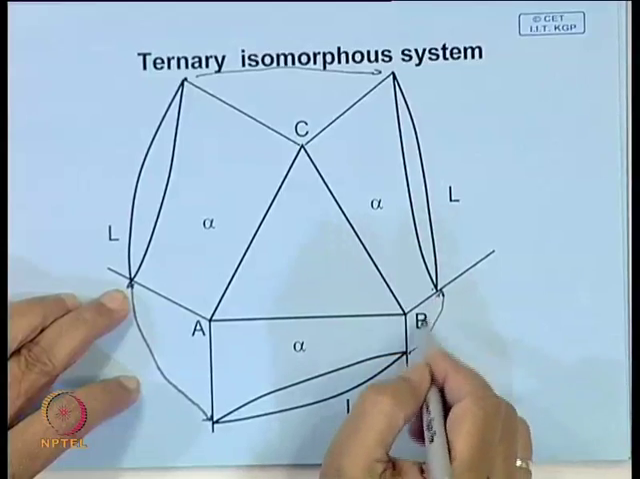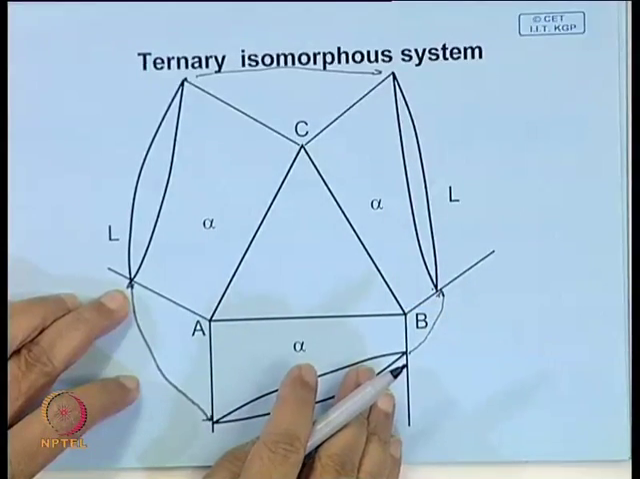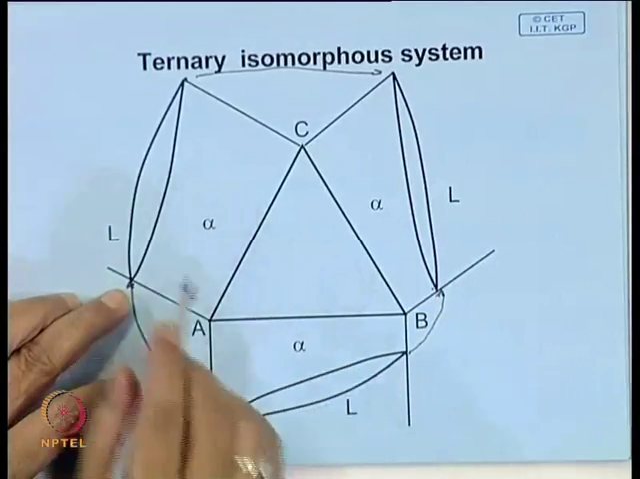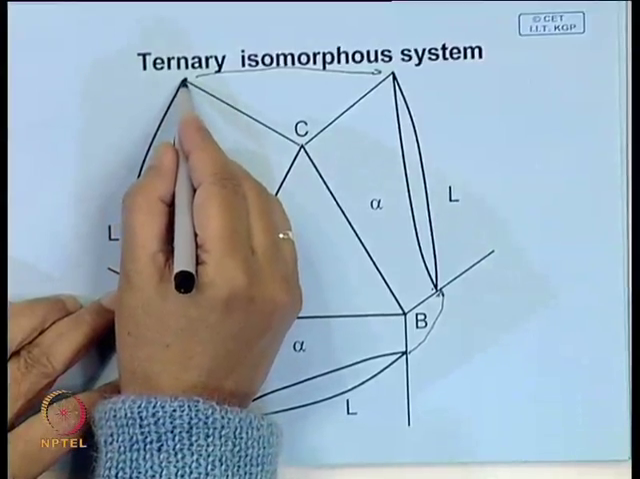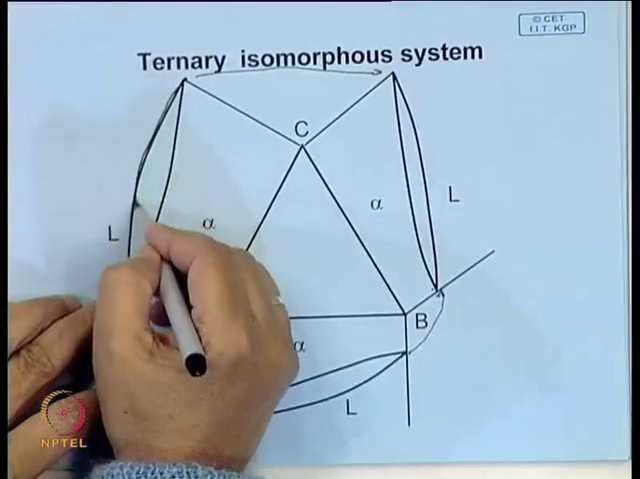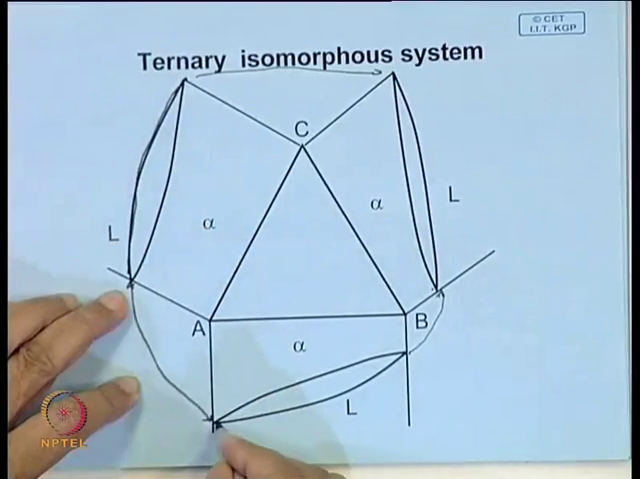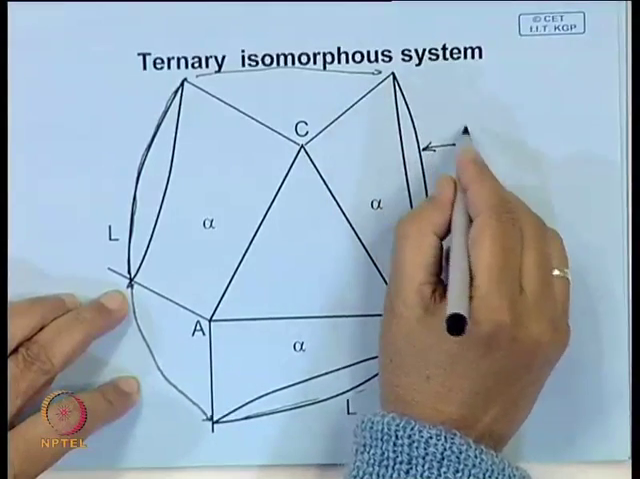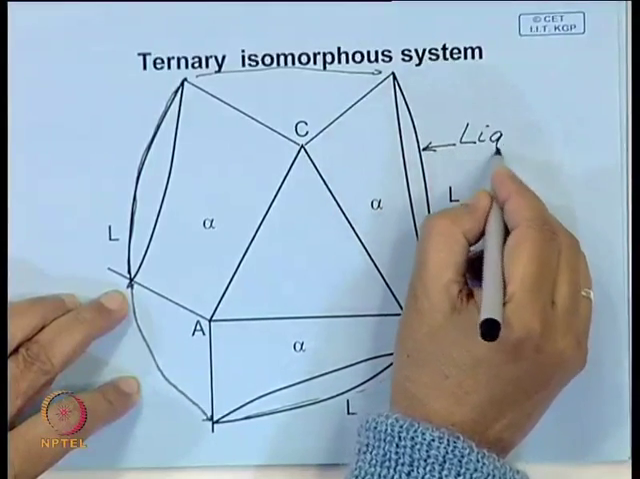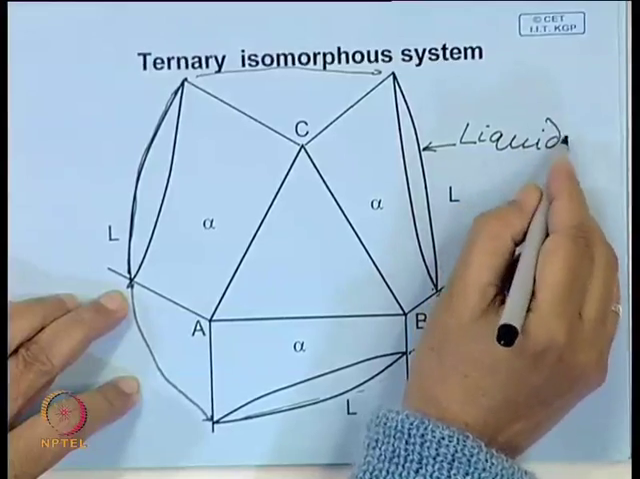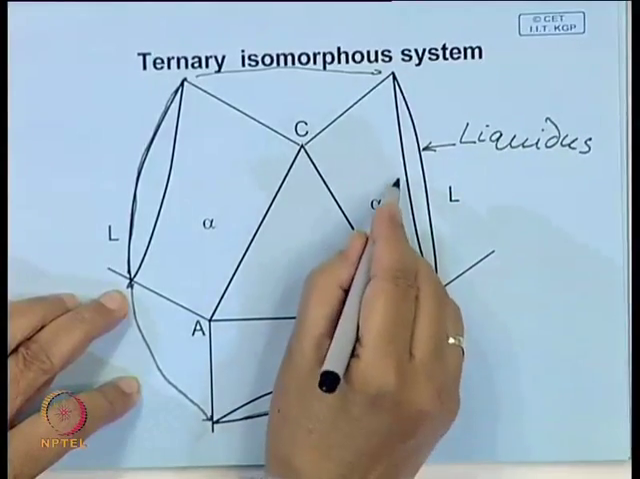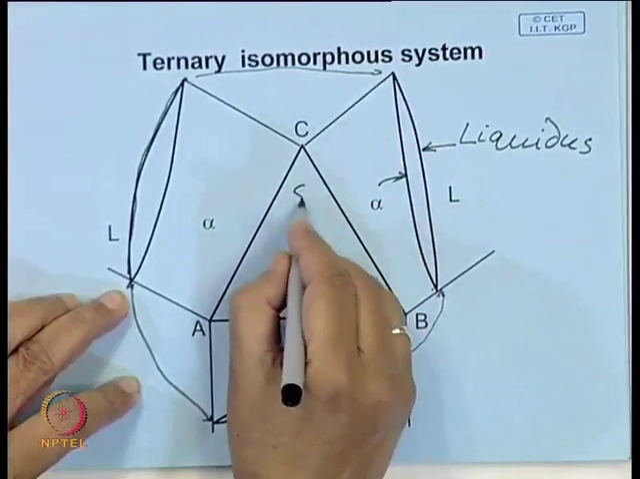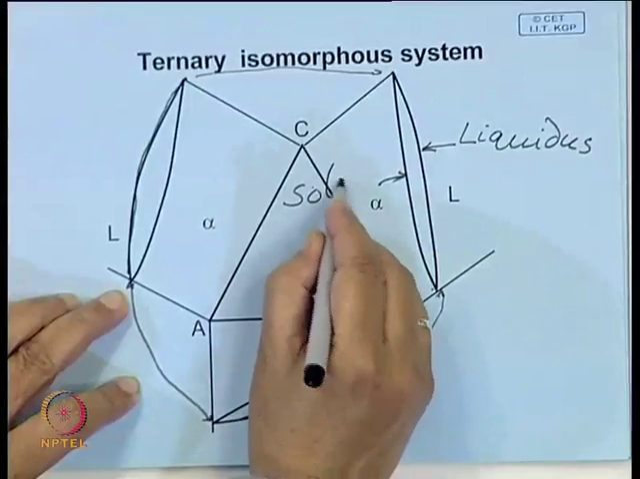will come over one another. In that case, in 3D, what will you have? You will have one surface, the top surface, which is made up of these lines. This line is the liquidus and this line is the solidus.